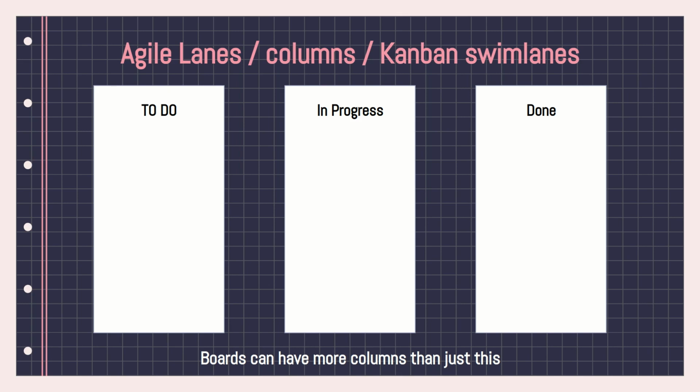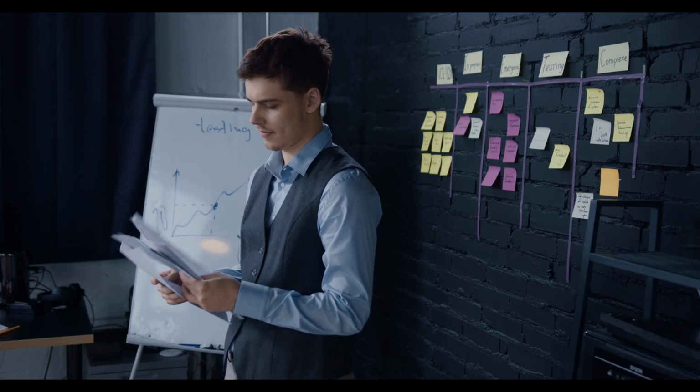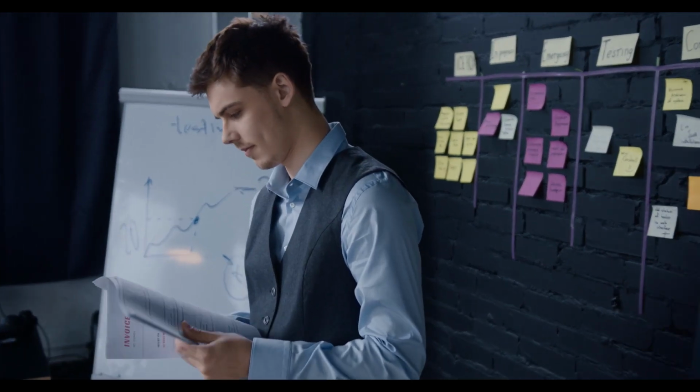Once you're done with that task, you can move it to the done column. So that's basically what we can think of as an agile board. These columns are also called agile lanes. They're also called columns. So in Kanban they're called Kanban swim lanes. Okay, so look at all this. Don't worry, we'll cover all this. So this is where Jira comes in.